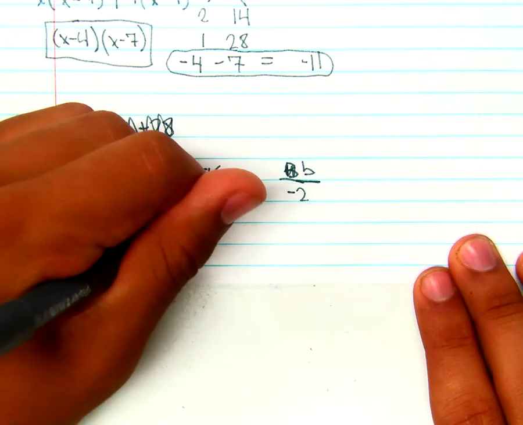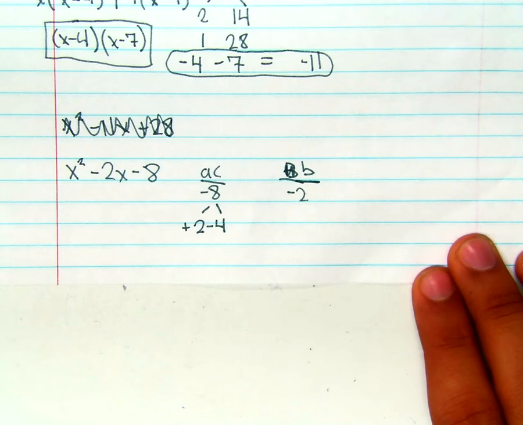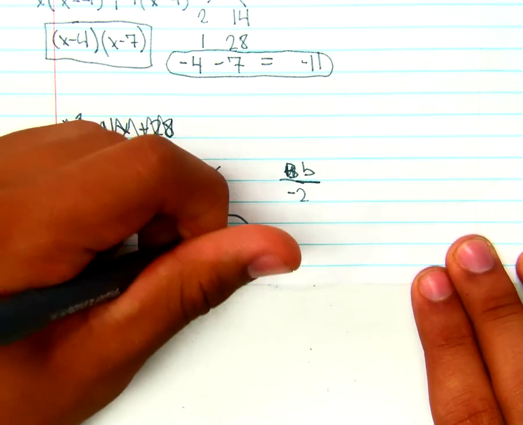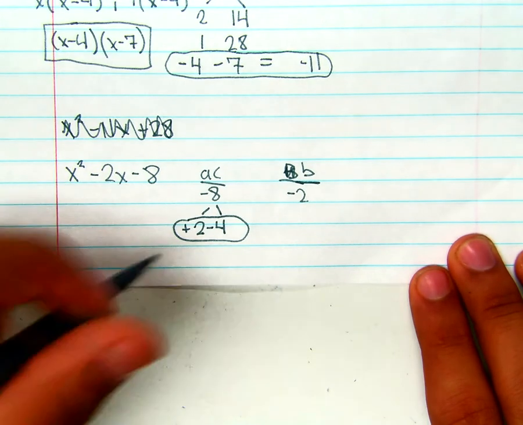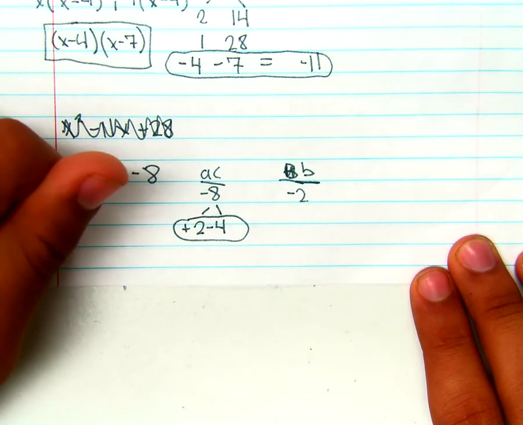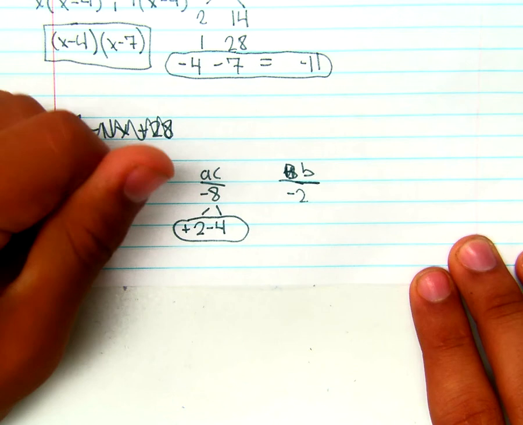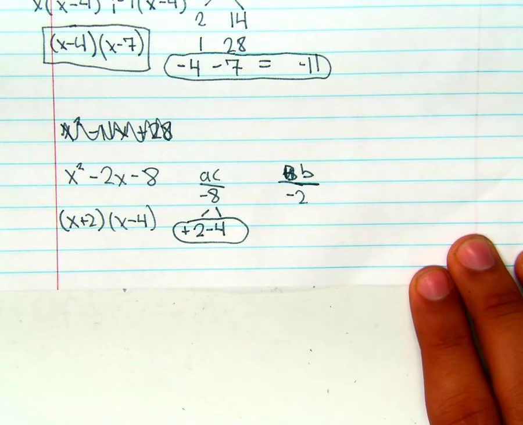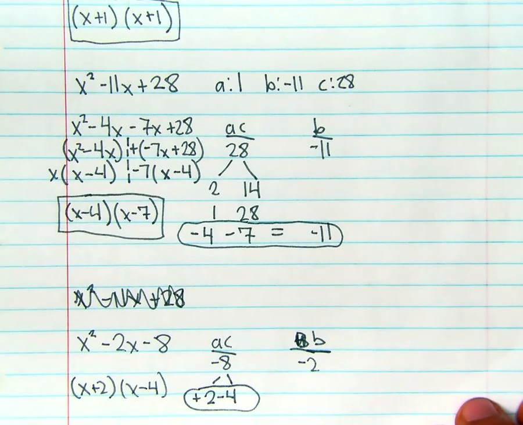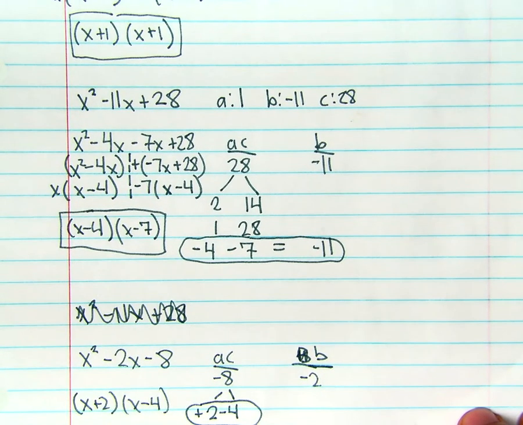Positive 2, negative 4. And this is where the shortcut comes in. Now that we've found the factors, we can just substitute that into our answer. So it'll be x plus 2 and x minus 4. That's it. And we know that we can do that based off the pattern that we picked up.